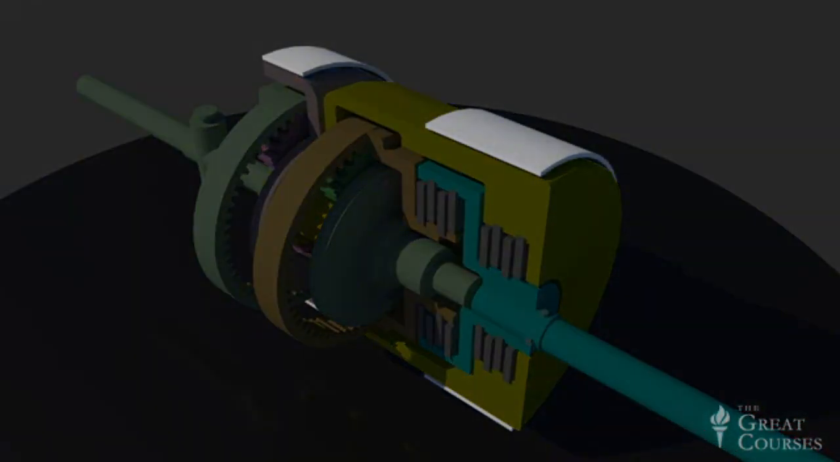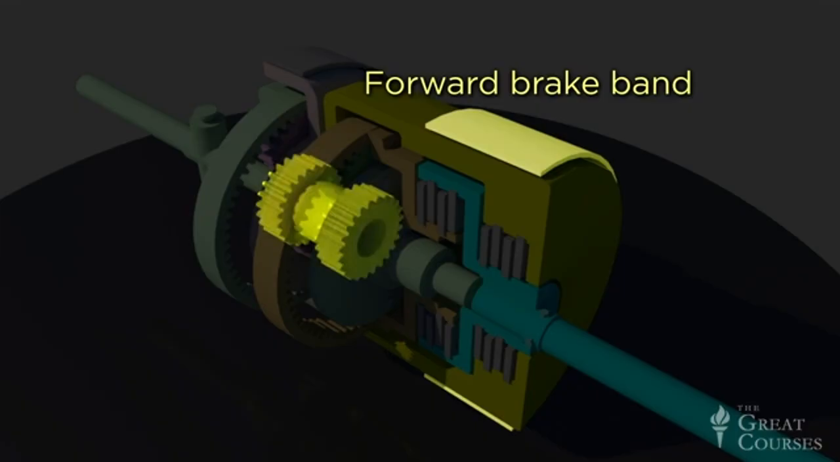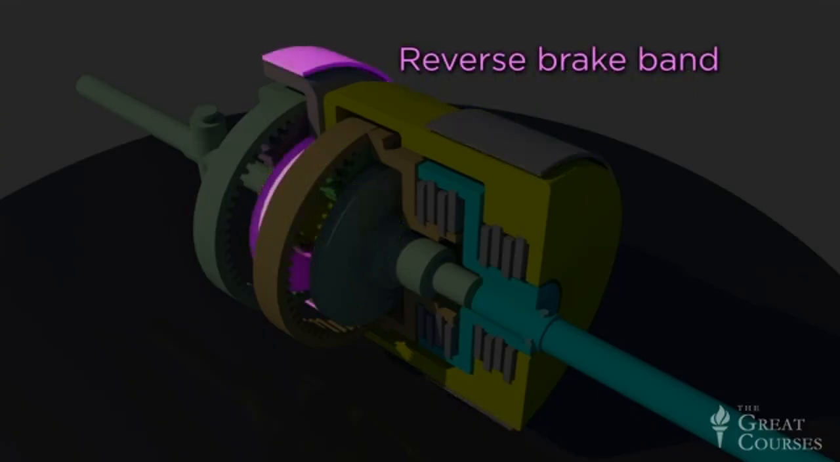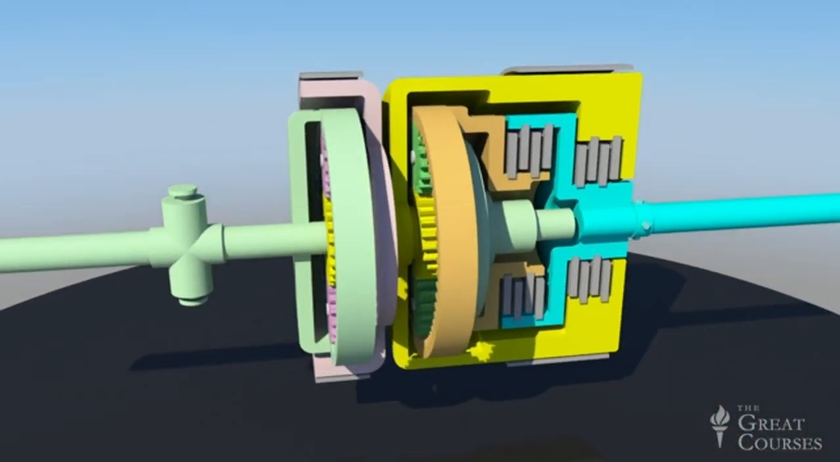The brake bands are steel straps that, when pulled tight by hydraulic actuators, lock certain components of the planetary gear sets. This forward band is used to lock the sun gear, and the rear one is used to lock the planet carrier of the reverse gear set. And now we're ready to put this gear unit into operation.